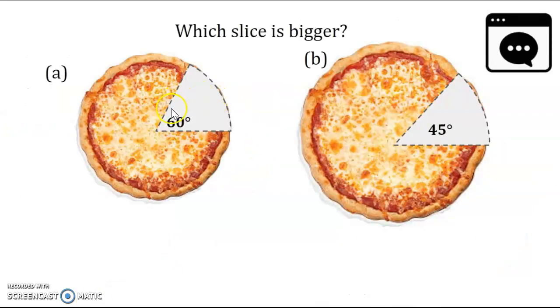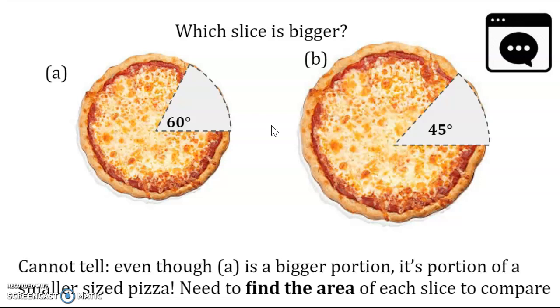Now, if I asked you the central angle measure here, which is 60 degrees here and 45 degrees here, and asked which slice is bigger, what did you say? Well, you can't really tell, can you? Because even though A has a bigger angle, it's a portion of a smaller size pizza. So having the same angle measure alone is not going to help me find the area of each slice to be able to compare.